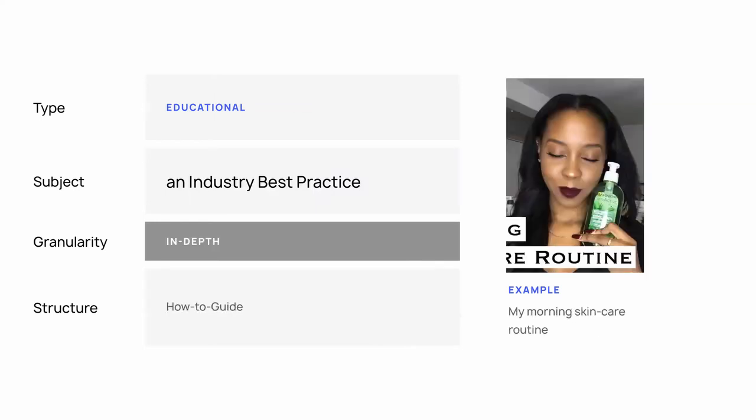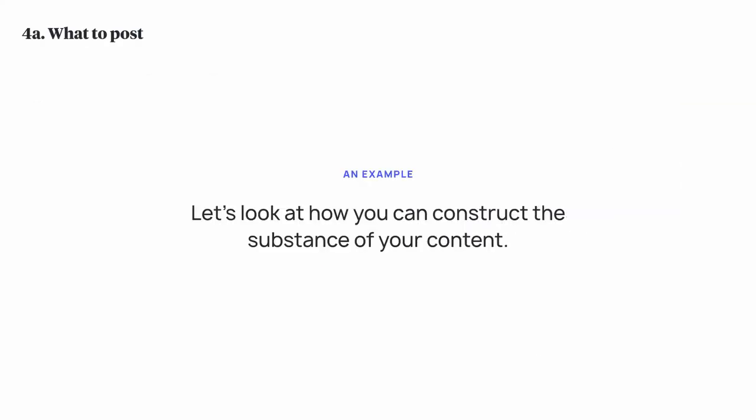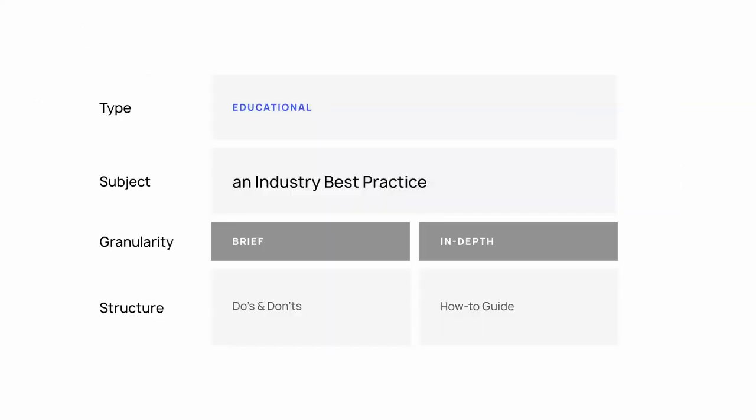Versus the same educational content on industry best practice, but one that's more in depth would be a how-to guide on your morning skin routine. So you can use this structure that I've given you here to determine what kind of content you can produce that'll make you stand out from everybody else, as opposed to having just photos of your product on a countertop. That's not really going to get anyone to buy. But if you actually solve their problem, then they're much more likely to say, okay, this is cool, I think you're the best brand for me. What products do you have to help me solve this problem that I have?